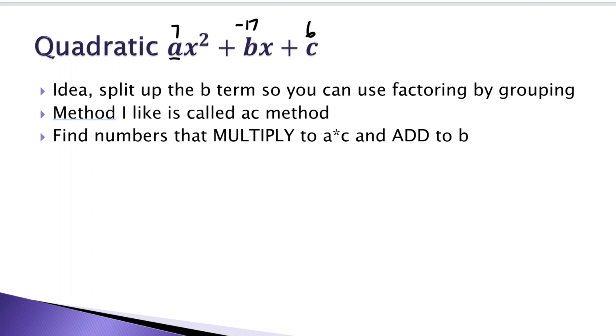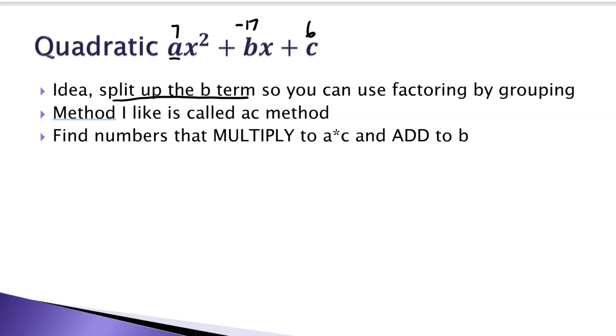So the idea is I'm going to split up the B term. Instead of having 3 terms like this, I'm going to try to make it look like it's got 4 terms, and then I'm going to use factoring by grouping. So I have to figure out how that B term can be split up so that factoring by grouping will work. And the method that I use is called the AC method.